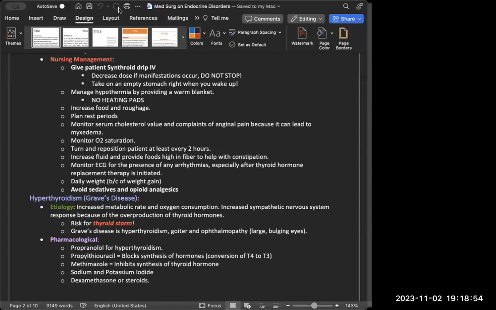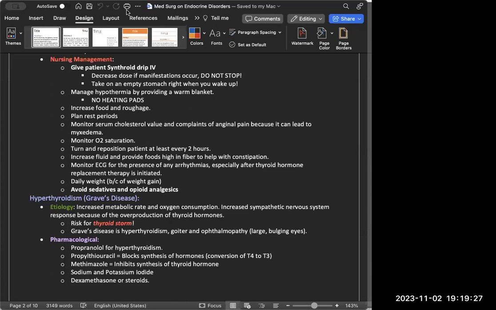Synthroid, but through a drip IV, so that the medication can go through quickly to reduce the effects of the comatose state. But if the symptoms start showing, because we said Synthroid can cause those sympathetic or hyperthyroidism-like effects, we don't want to stop the medication if they have them, but we just want to decrease it if those manifestations occur, because they need the medication to increase those thyroid levels so they can get out of the coma.